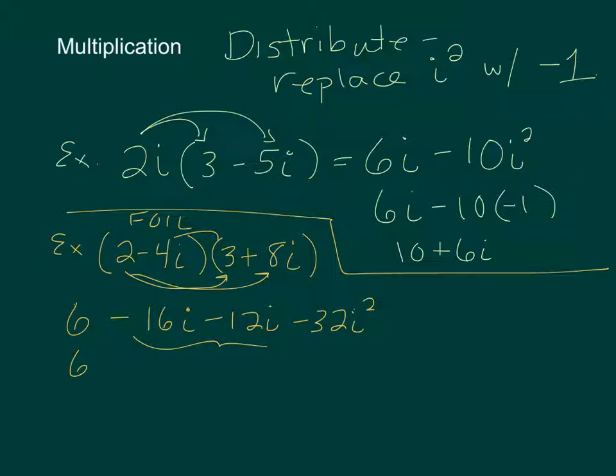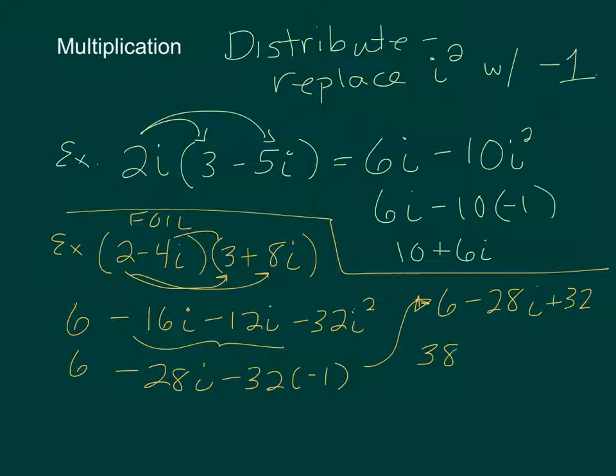If I collect like terms here, I get minus 28i minus 32 times, and we're going to replace that i squared with negative 1. So we're going to have 6 minus 28i plus 32, or 38 minus 28i. And I should just mention that it is convention to write the real part before the imaginary part, so your i's will always be second. That's multiplication.